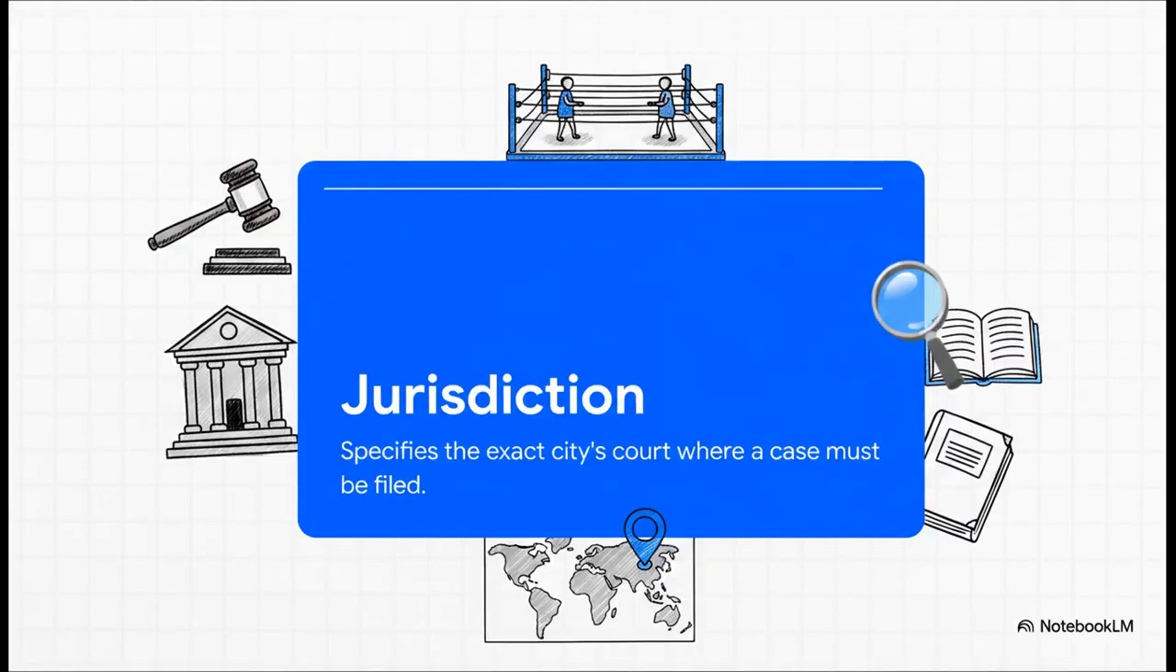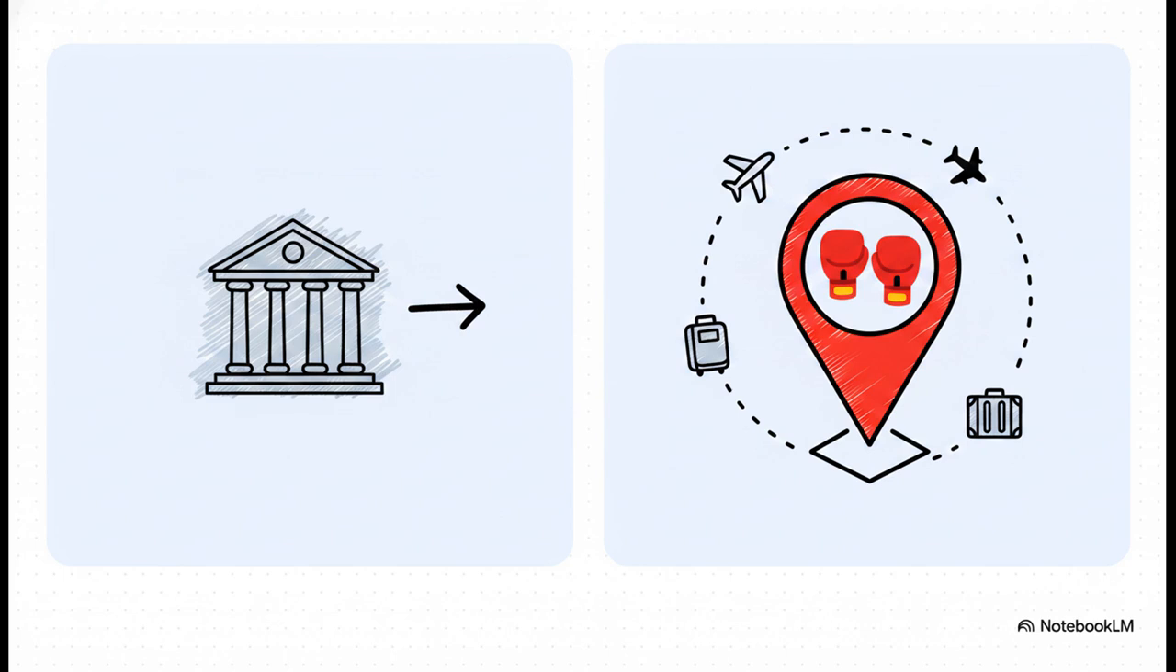Next up is jurisdiction. Now, if governing law is the rulebook, jurisdiction is the arena. This clause specifies exactly which city's court a case must be filed in. It literally tells you where the legal battle is going to take place. If a contract dictates exclusive jurisdiction in Delhi, that means we fight in Delhi courts and nowhere else.